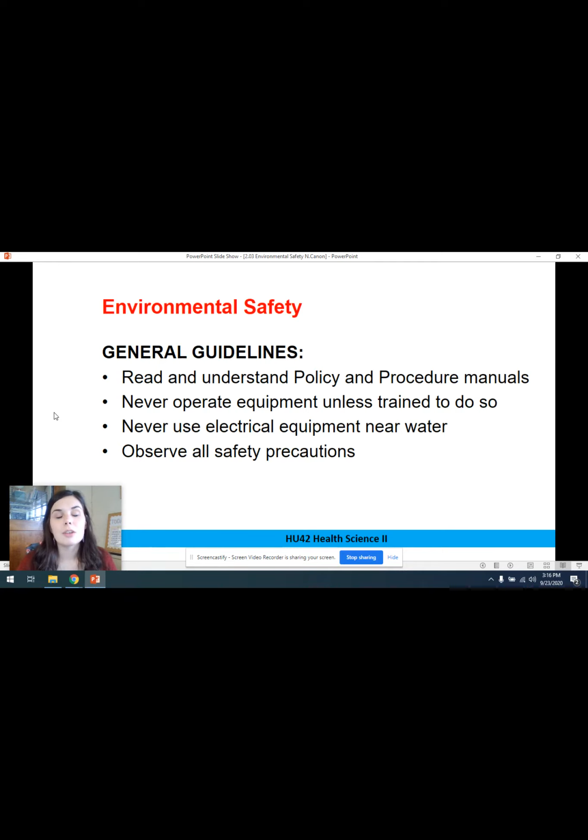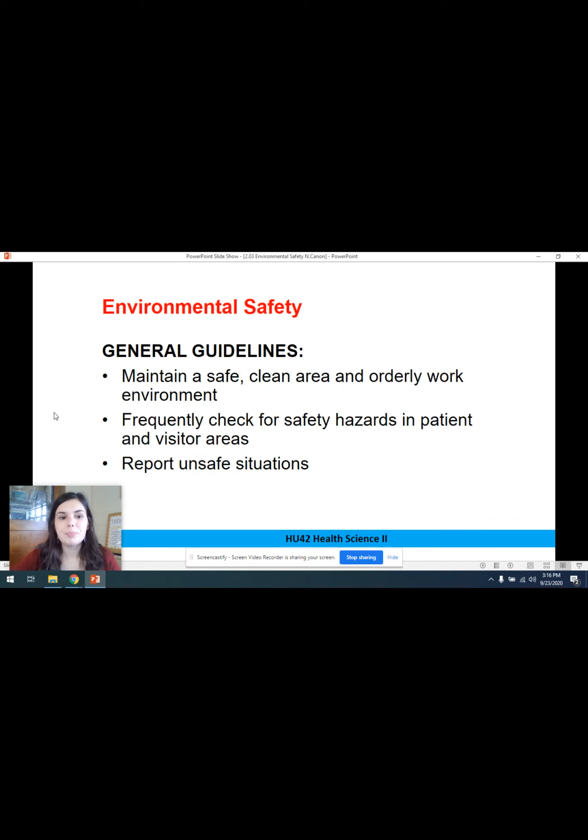Also, never use any electrical equipment near water. Hopefully you already know that without me telling you this, but please make sure that if you're in a hospital and you're plugging in something, that you check the floor in the surrounding area to make sure there's no standing water, and observe all safety precautions and signage, which we're going to be talking about in a little bit.